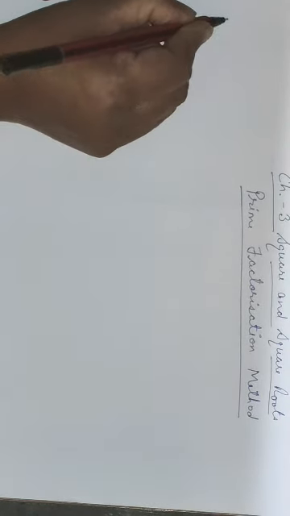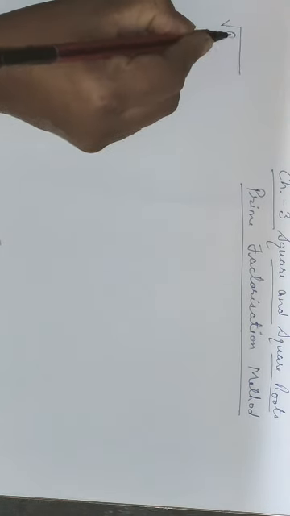Good morning, students. Last time we started chapter number 3, squares and square roots, in which we started the prime factorization method to find the square root of a number, and we did some sums. So starting from there, now we will see how to find the square root of a decimal number.